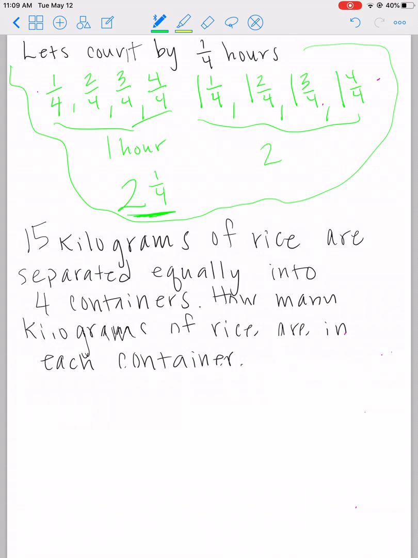Now, let's go down here. I'll try and go a little bit slower. I hopefully will get better at this, guys, so just bear with me.